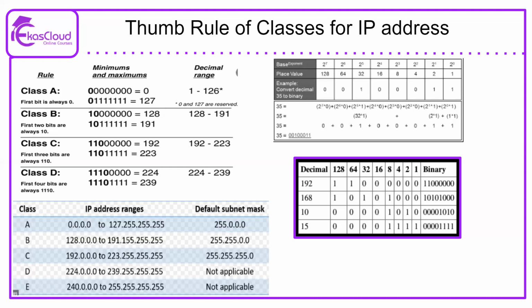Similarly, we have class C, which also says the first 3 bits are always 110. That is the thumb rule. So the moment when we say 110, what does it denote in the binary representation? So when we say 110, that amounts to the maximum value of 223. So the starting range we already know, 192. So it can go from 192 to 223. And this is considered as class C.